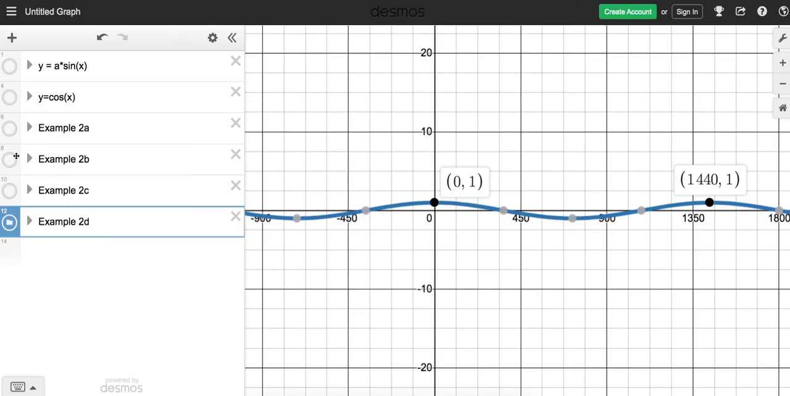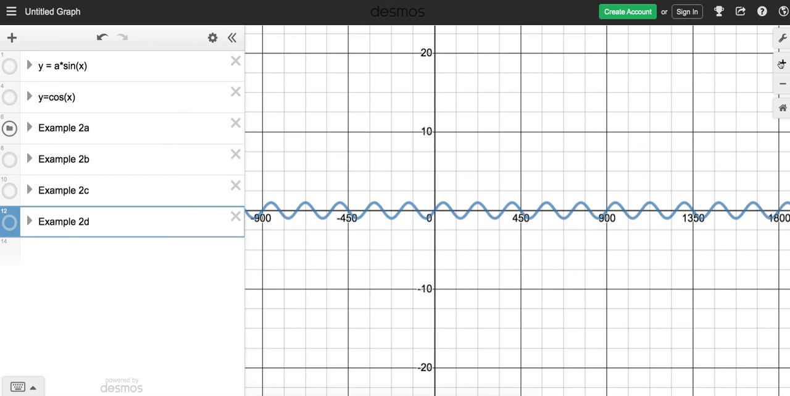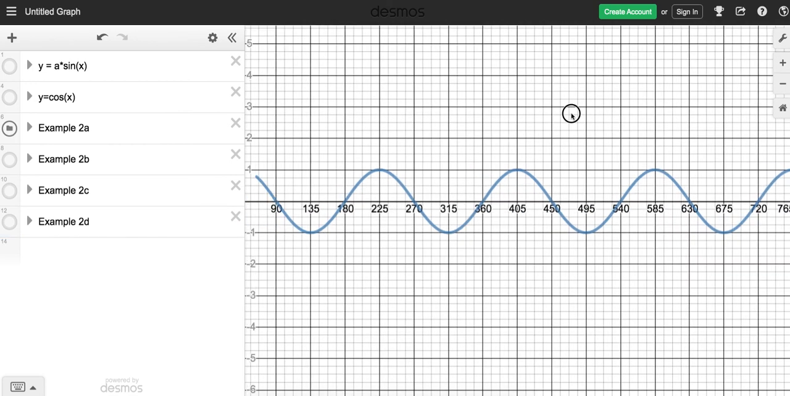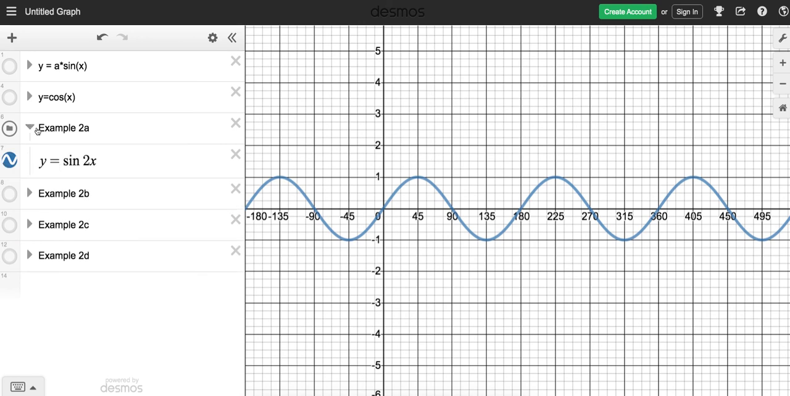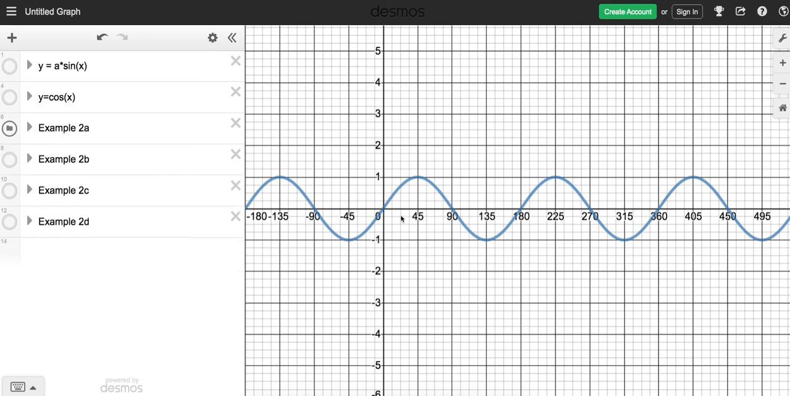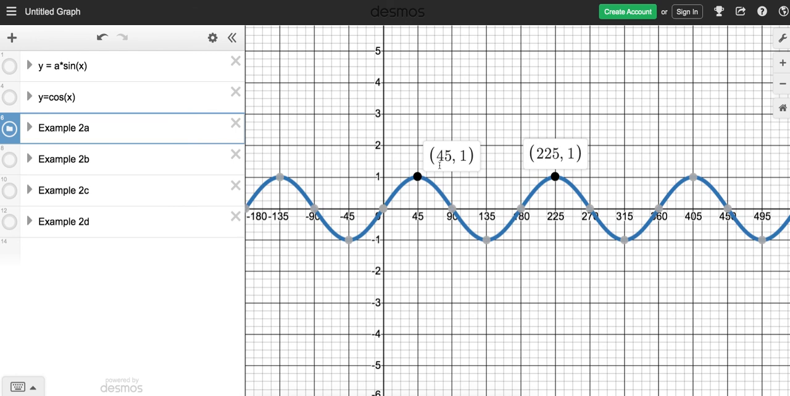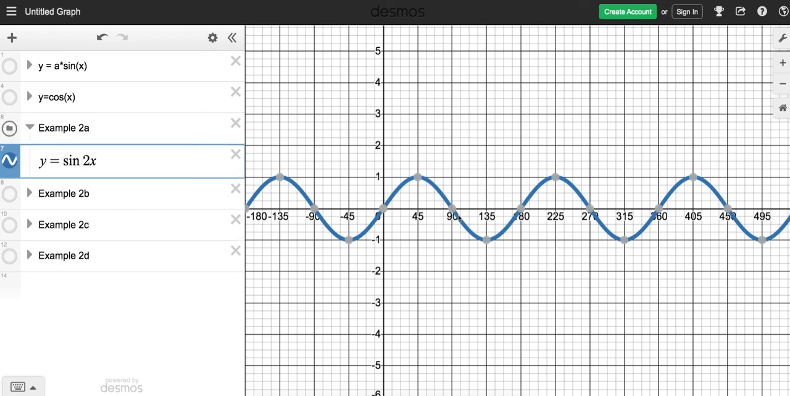So for instance, going back to example A, which was y equals sine of 2x, if we take 360 degrees and divide it by 2, we get 180, which is what we said the period was anyway, 225 minus 45. Another way to think about that is one full sine wave only needs 180 degrees. So with the 2 in front of the x, that means from 0 to 360 we get 1, 2 waves, which means each one of those waves is 180 degrees.